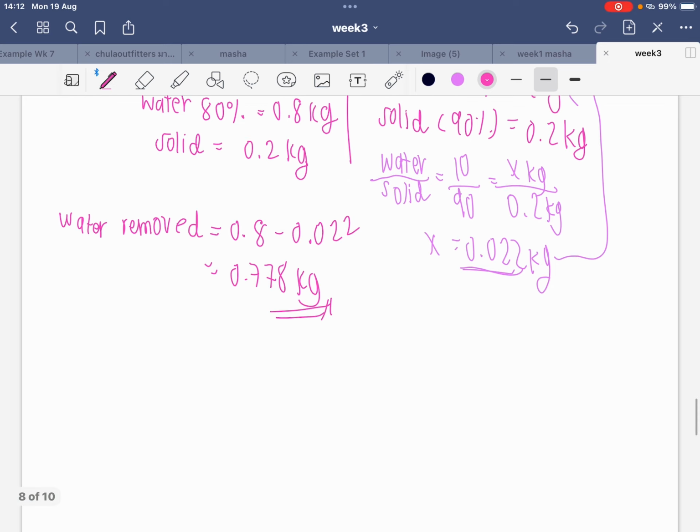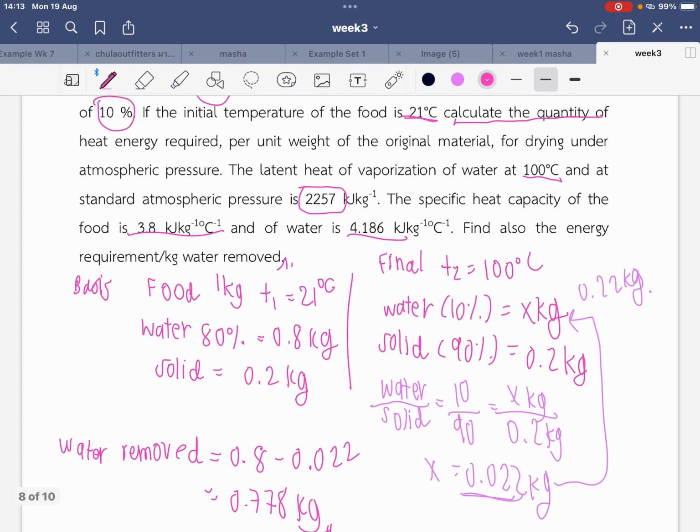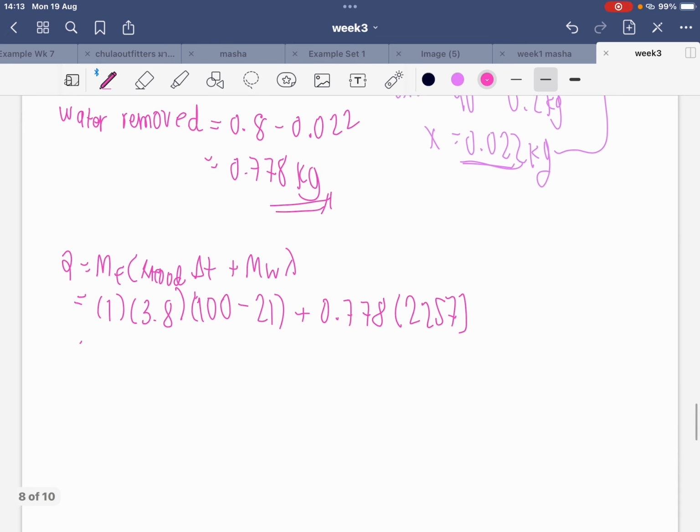And Q food, substitute: 1 times 3.8, yeah, 3.8, times 100 minus 21, plus 0.778 times 2,257 gives 2,056 kJ over kg of food.